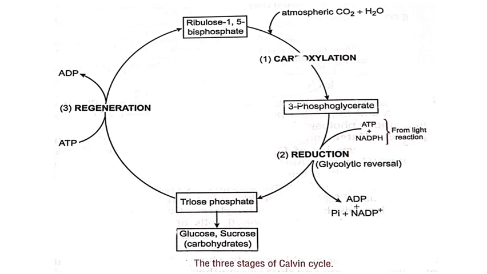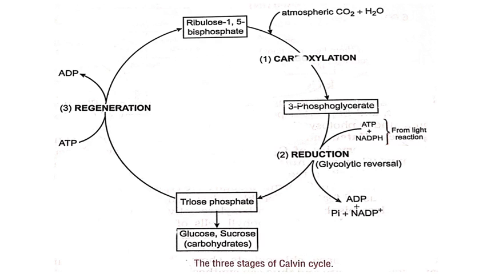The cycle is also said to be the Calvin-Benson-Bassham cycle after the names of its discoverers. The primary acceptor of carbon dioxide in this cycle is ribulose 1,5-bisphosphate, RuBP. Calvin cycle can be divided into 3 distinct phases: carboxylation, glycolytic reversal, and regeneration of RuBP, and it takes 6 turns of Calvin cycle to generate 1 molecule of hexose or sugar.